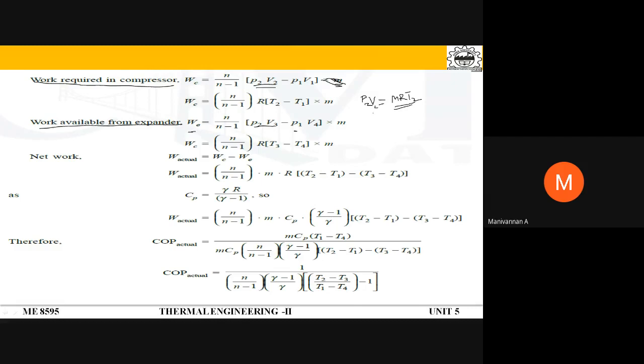So again I can replace with the ideal gas law, M into R into T3 minus T4. So this is the work of compression. This is the work of expansion. So the net work will be the compression work minus expansion work. So you substitute here compression work minus expansion work. So you can take the common n by n minus 1 m into r.